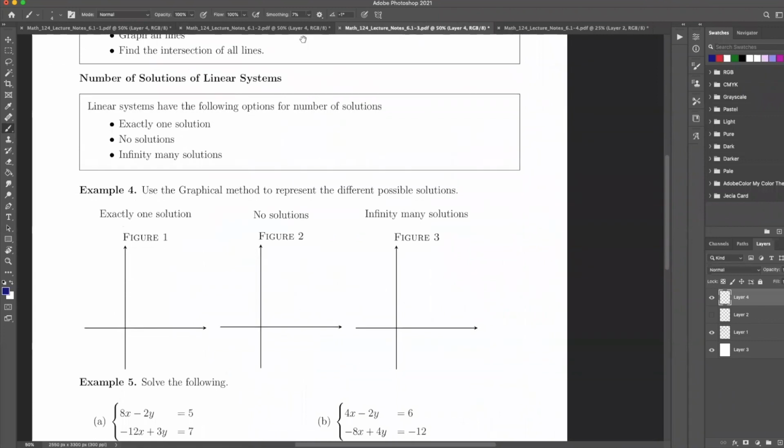So, number of solutions for a linear system. A linear system can have exactly one solution. If it has a solution, it is called consistent. So it's called consistent if it has a solution. So these two are consistent because they have solutions, and this one is inconsistent because it doesn't have a solution.